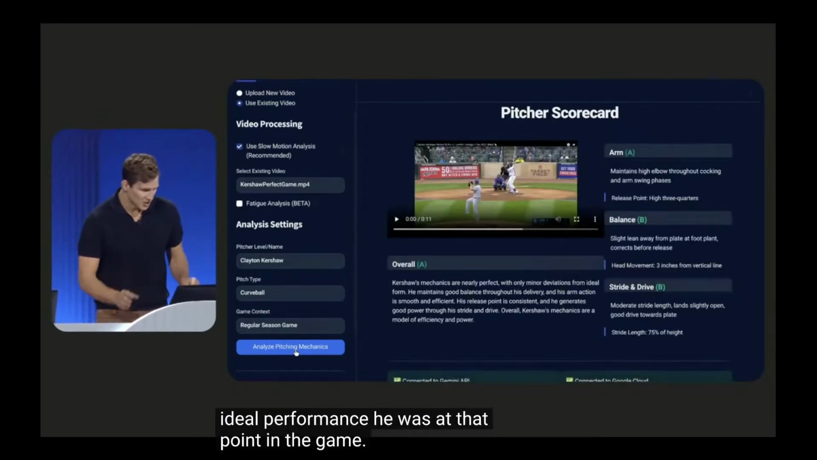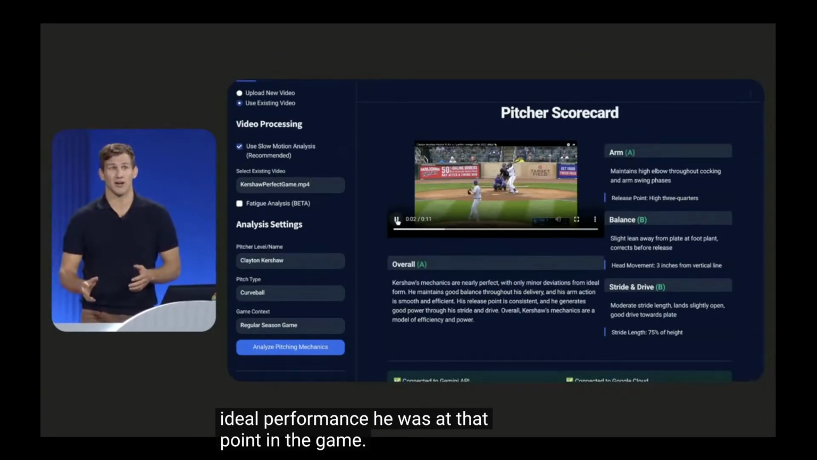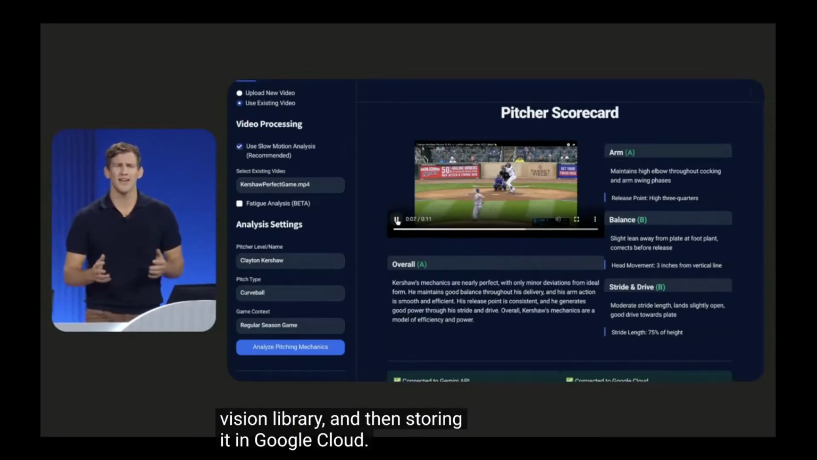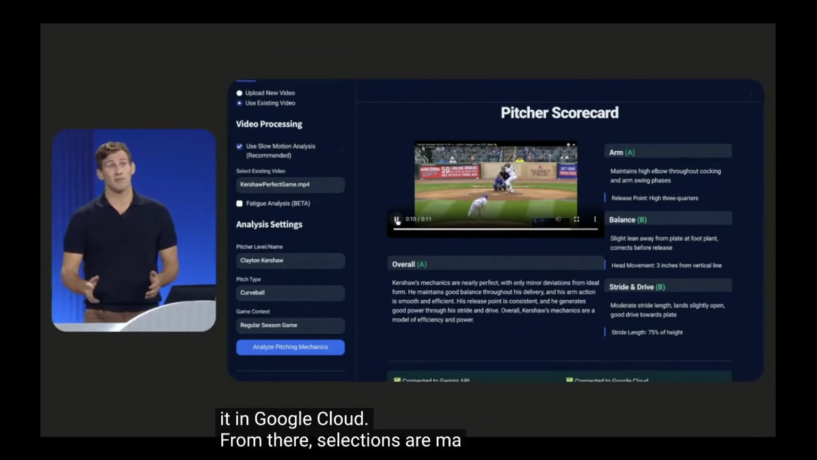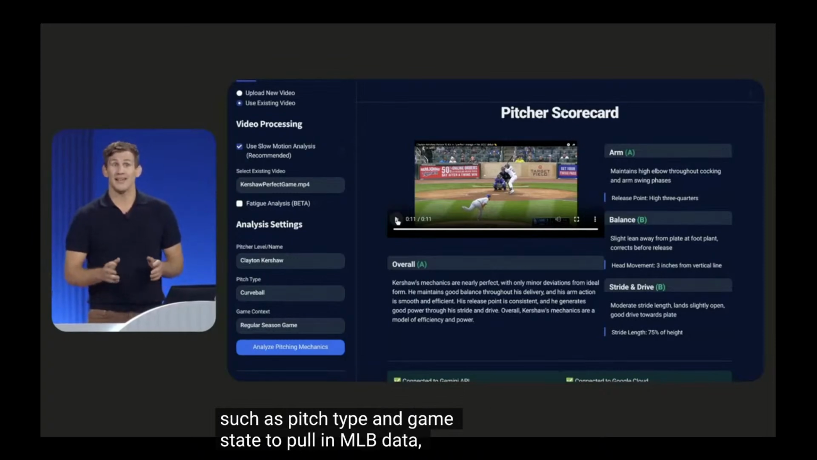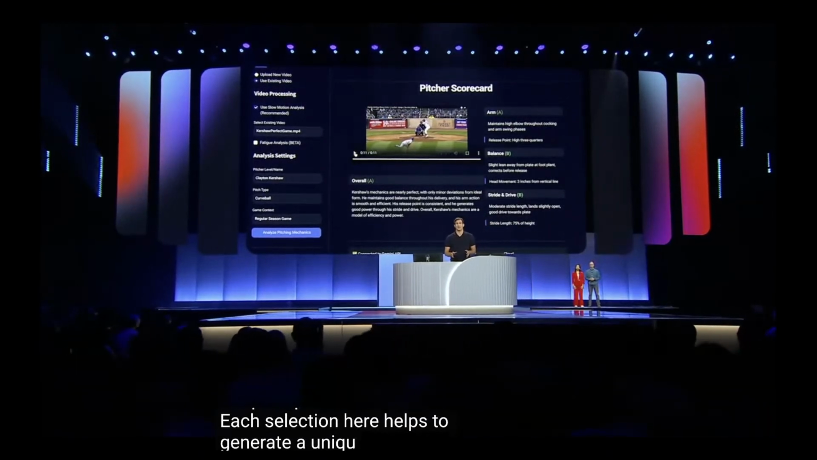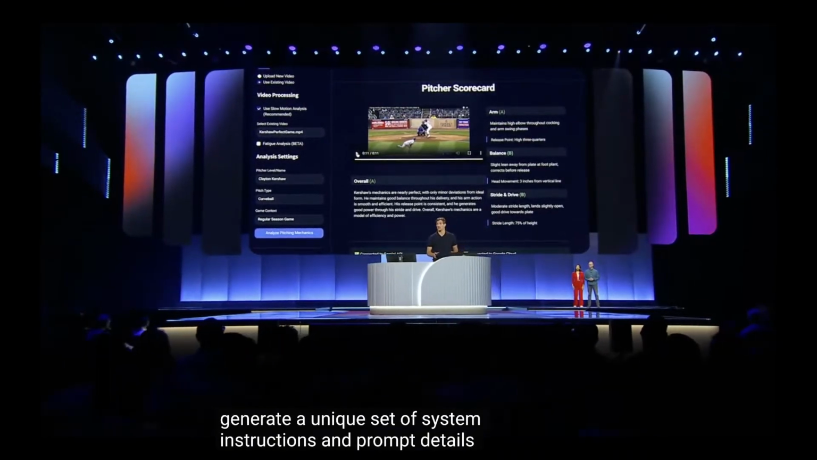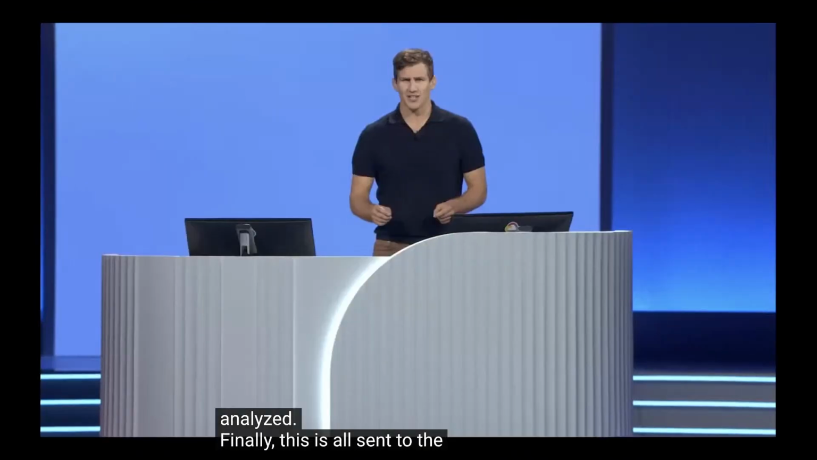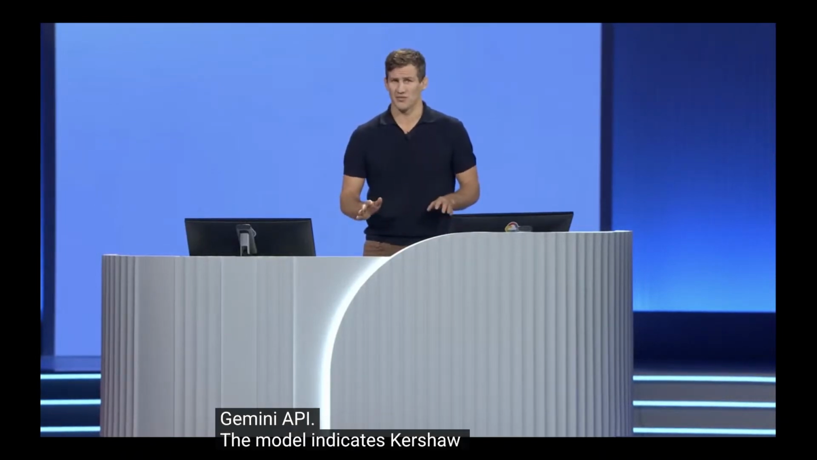Cool. So we start by pre-processing the video using OpenCV, a computer vision library, and then storing it in Google Cloud. From there, selections are made such as pitch type and game state to pull in MLB data, including Kershaw's profile, into our prompt. Each selection here helps to generate a unique set of system instructions and prompt details tailored to the pitch being analyzed. Finally, this is all sent to the Gemini API. The model indicates Kershaw was throwing his signature curveball with nearly no deviation from his ideal.